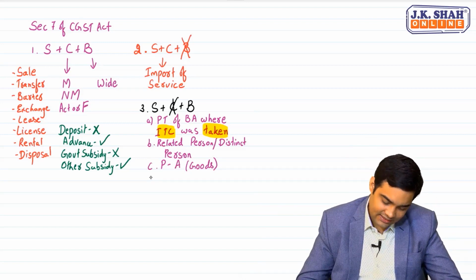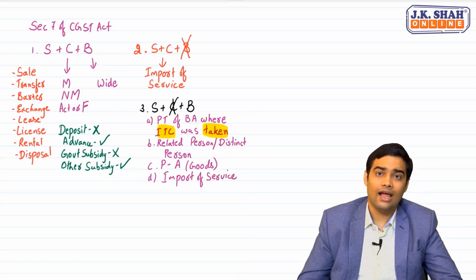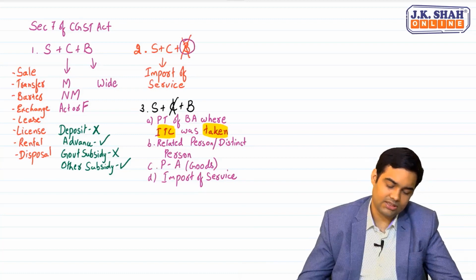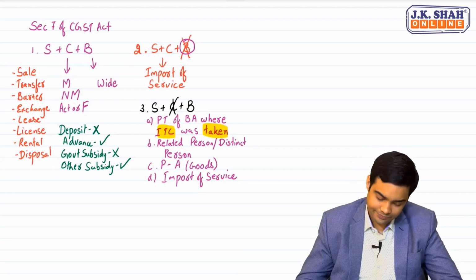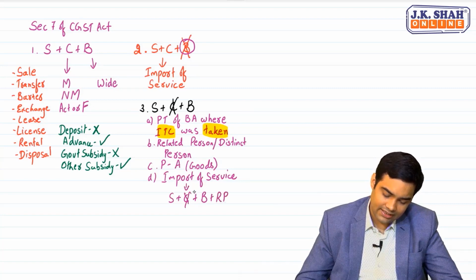And the last part of this is import of service if it is without consideration. We are talking about a case without consideration. Above that, we had seen without in the course or furtherance of business. If it is import of service, then GST would be applicable without consideration when it is in the course of business plus from a related person.